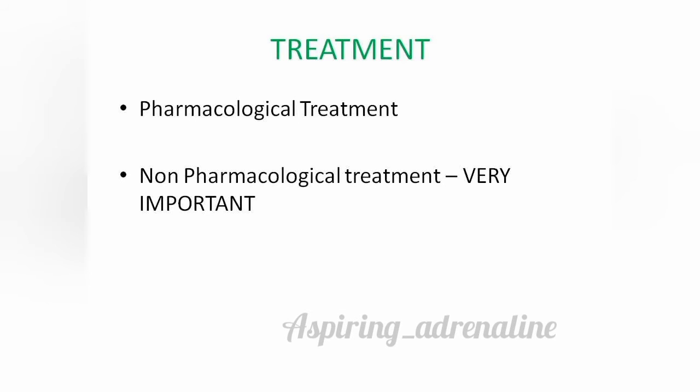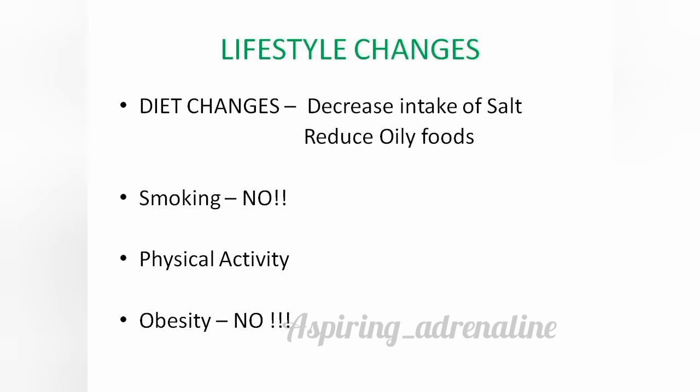Now we are going to see about treatment. There are two types of treatment, pharmacological and non-pharmacological. Pharmacological treatment is nothing but medications which are prescribed by your doctor, like beta blockers, ACE inhibitors, sartans, kind of drugs. But we are going to concentrate on non-pharmacological treatment, which is very important and can be done by the individuals. Lifestyle changes are very important in the treatment of hypertension.